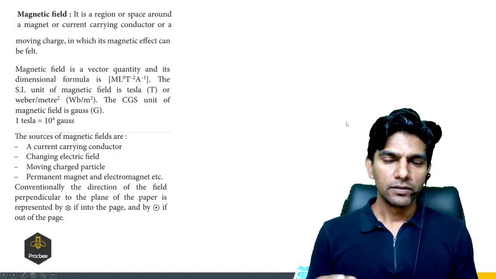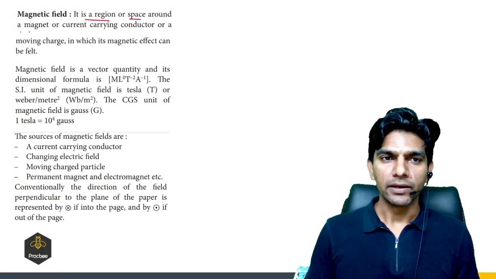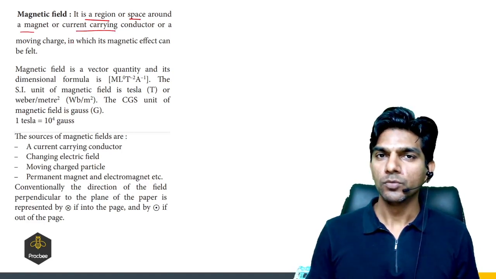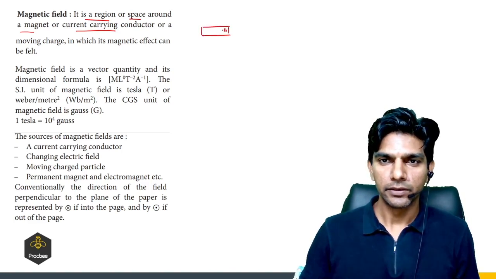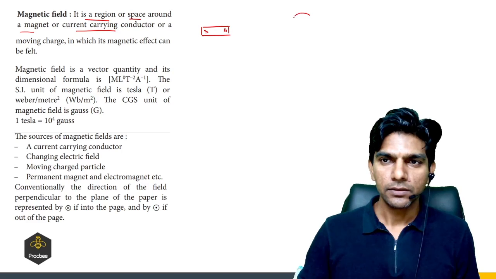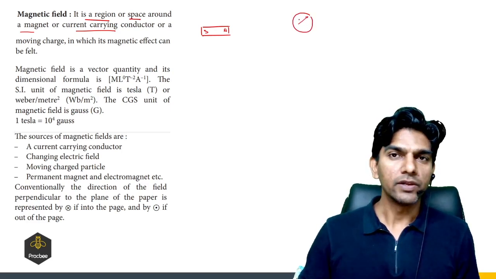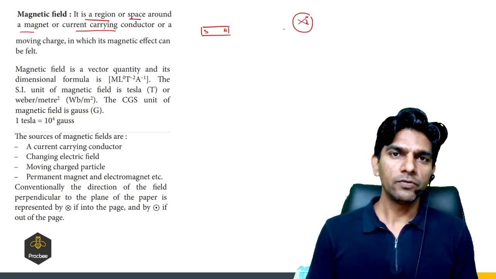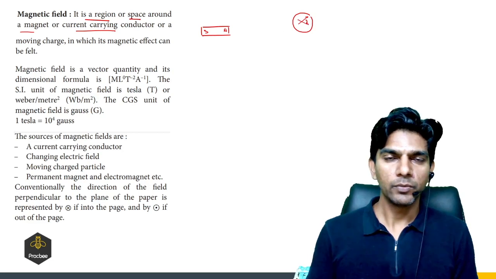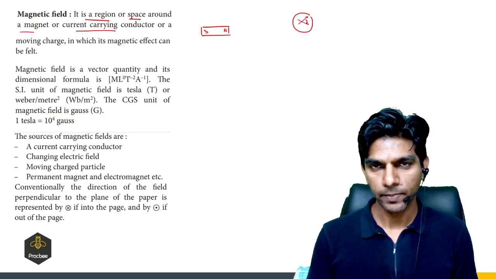Right. So now let us see what is magnetic field. It is the region or space around a magnet or a current carrying conductor or a moving charge in which its magnetic effect can be felt. For example, if there is a bar magnet and if I place a compass needle here, this compass needle shows deflection, right? It shows some deflection. So if it is showing deflection, we can say there must be a magnetic field which has applied force on the needle and it has deflected.